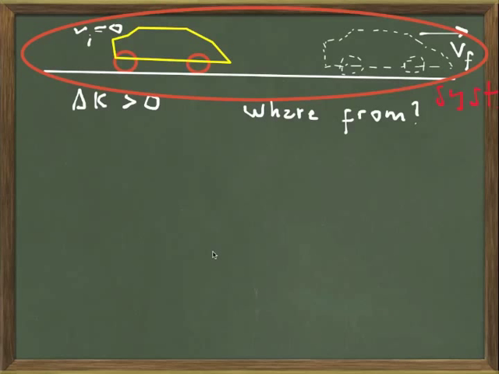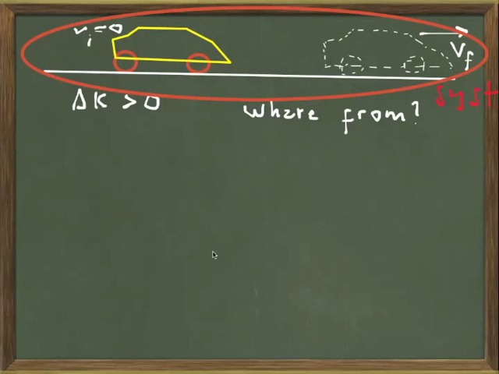It started with 0 kinetic, it ends up with some kinetic energy, 1/2 of the mass times the velocity of the car squared. Where did that energy come from? Fuel. If the car had no fuel, if the car had not been burning fuel, what would happen? It wouldn't move. It would still be there, right? So that energy came from fuel.